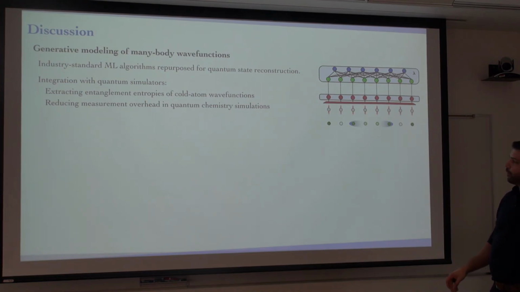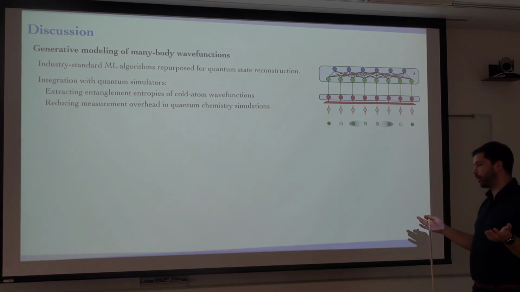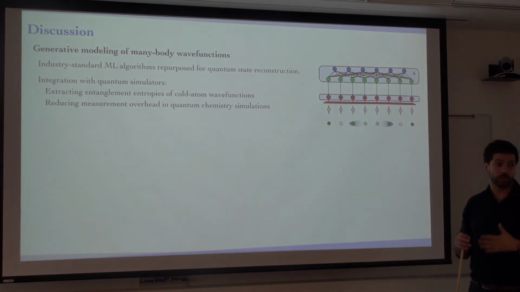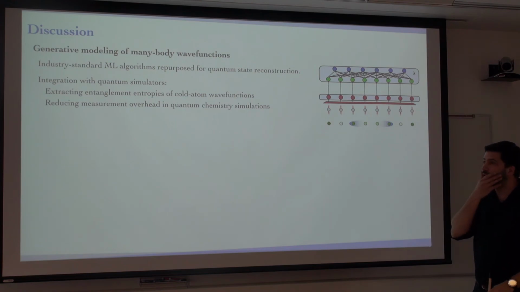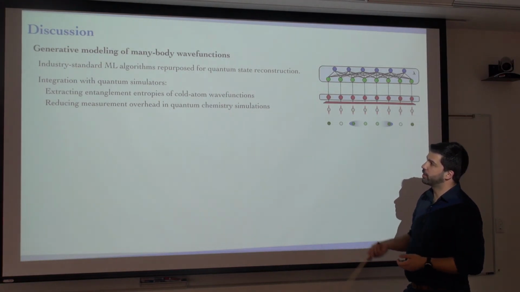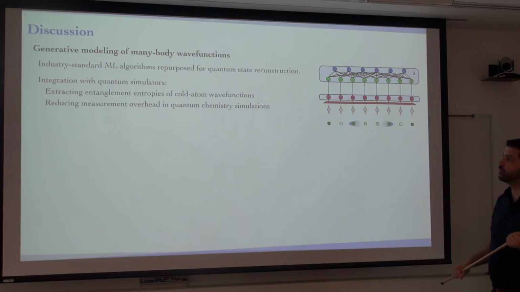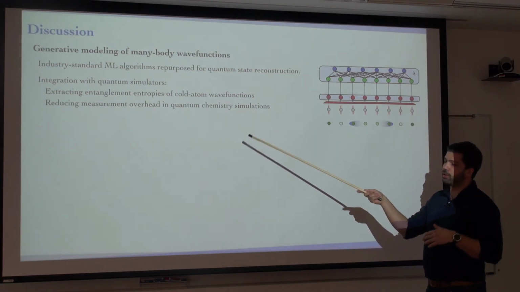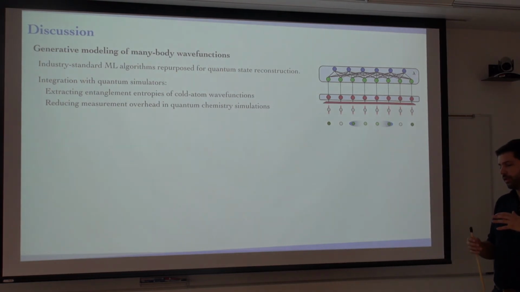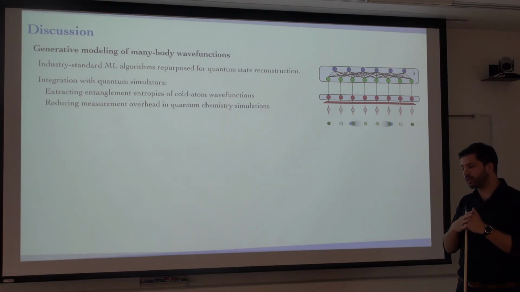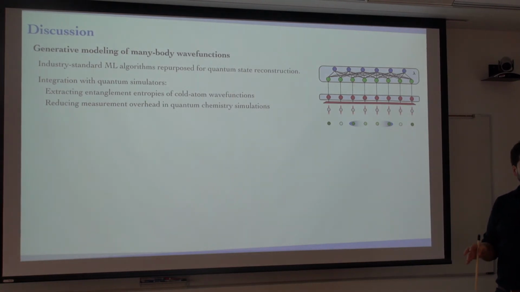So overall, the point that hopefully I got across is that this type of algorithm, generative models, can be repurposed quite easily to learn states from data. And for the cases that we studied, we were able to extract entanglement entropy from a cold atom wave function, which is pretty interesting to me. And for the quantum chemistry simulation, we essentially proved that we could reduce the overhead in the measurements that you need to get to chemical accuracy by 3 or 4 orders of magnitude compared to the actual run in the hardware.